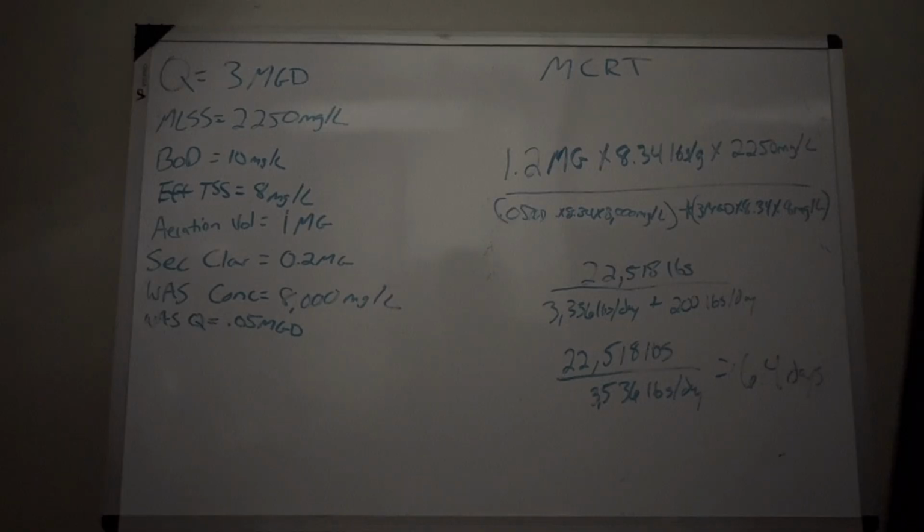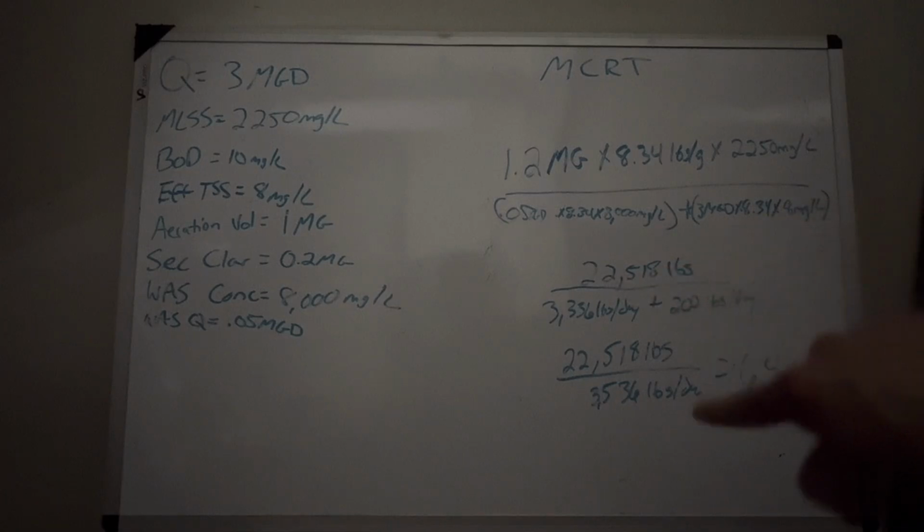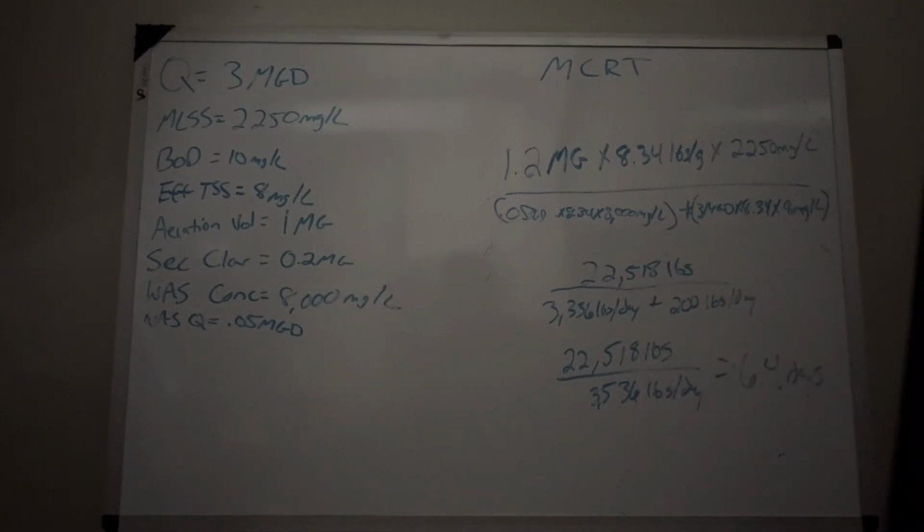Work this out in your calculator. If you get something different, let me know. We'll work on it together in the comments section, see if we can figure it out. But then I get 22,518 pounds. I'm going to carry that down, and then I'm going to add these two together, and that gives me 3,536 pounds per day. I divide that, and it becomes 6.4 days. That is my mean cell residence time. On average, a microorganism is spending 6.4 days in my secondary system.